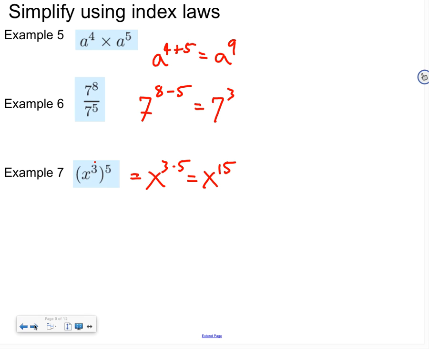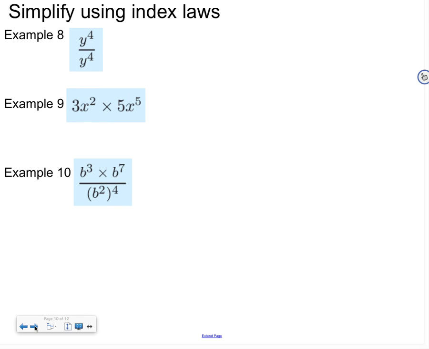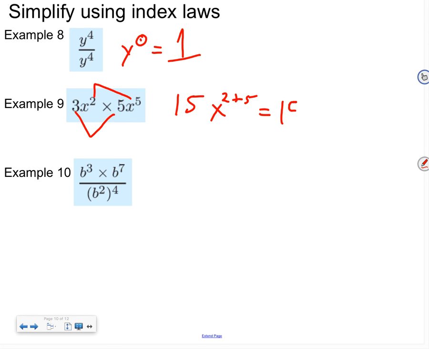Okay, so let's look at some other examples. Anything divided by itself, so if we subtract this out, we get y to the 0. Anything to the 0 power is always 1. Okay, if I multiply these out, I'm going to multiply together my coefficients, so I'm going to get 15. Then I'm going to multiply my x's together. Well, this is addition, so it's x to the 2 plus 5, because they're like bases, so this simplifies to being 15x to the 7th.